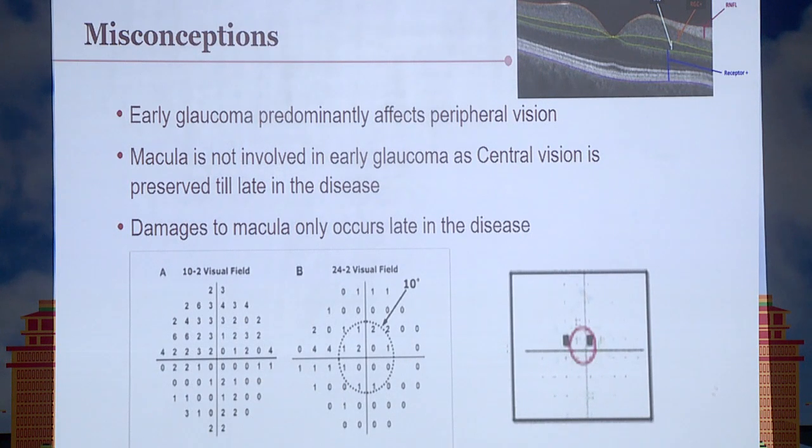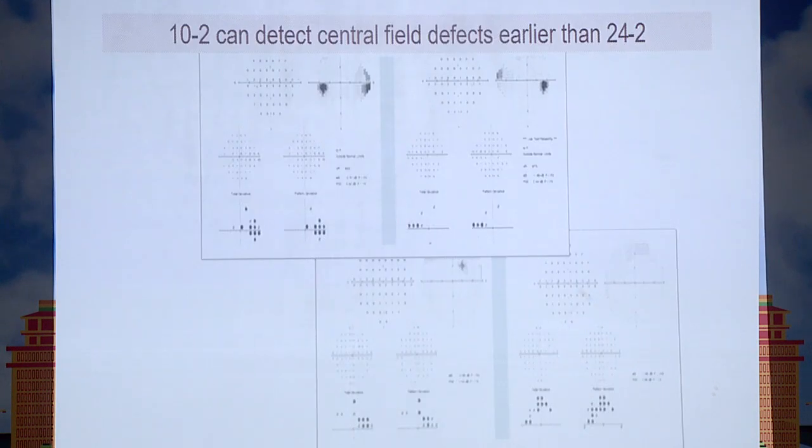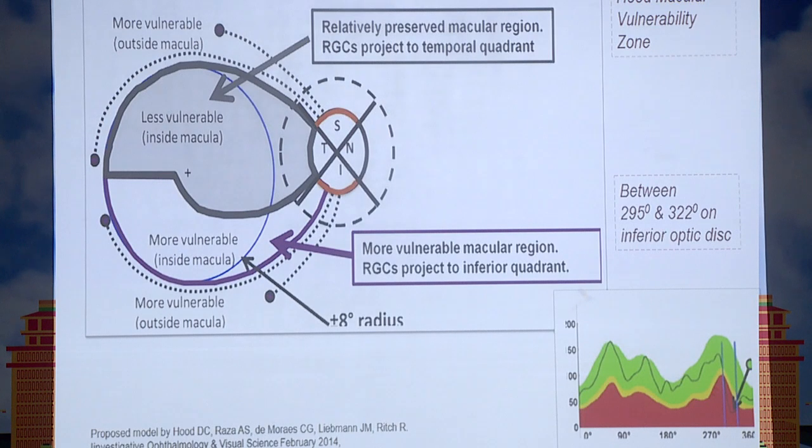And it was also thought that the macula is not involved in early glaucoma because central vision is preserved till late. But we have to remember the ganglion cell layer is a multiple layer, and till the last layer is gone, the visual defect will not come. So even if we see only a black square in the central area, so many of the retinal ganglion cells are already dead. So we have to be very careful. And 10-2 can detect central visual field defect earlier than the 24-2.